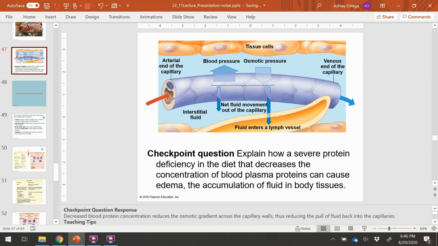But in the diagram picture here, looking at the movement through the capillary, there is the blood pressure and osmotic pressure that's involved. Any fluid or cells or platelets that get lost will enter a lymph vessel and return back to the circulatory system.